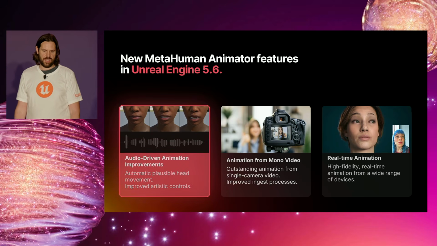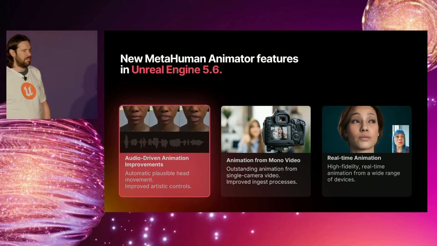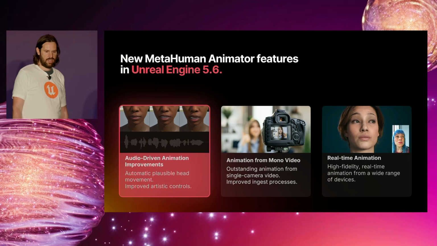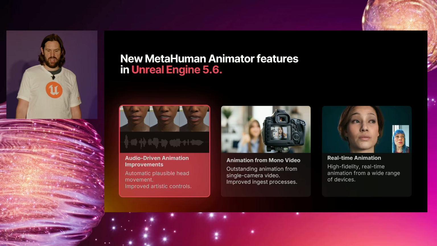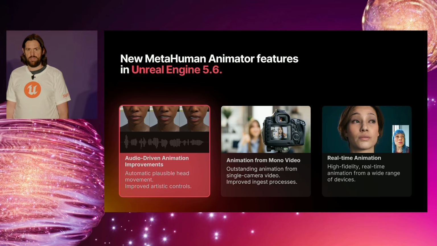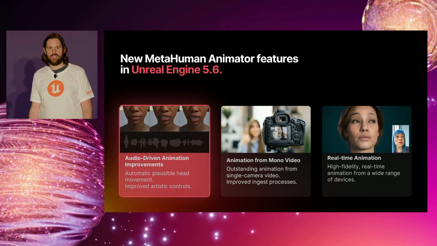The first of these is some significant improvements to our audio-driven animation. This not only gives higher quality now, but it also adds automatic plausible head motion. This is both translation, the movement of the head, and rotation. We also offer improved artistic controls. We now let you choose from a list of moods, and that will impact the way the solve works, so that you can match the mood to the performance, and we can try to get a more accurate performance just from the audio.